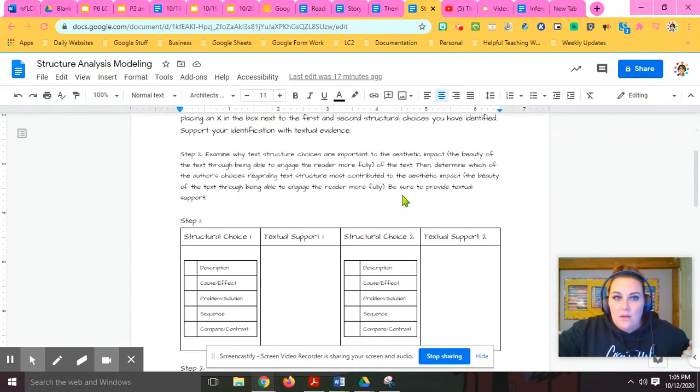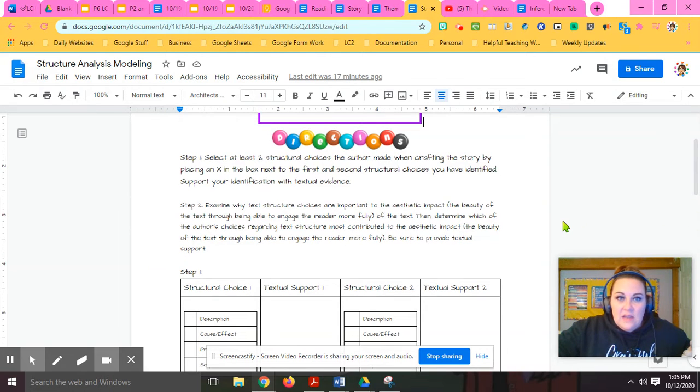So step 1, I need to select at least 2 structural choices that the author made when crafting the story by placing an X in the box next to the first and second structural choices I've identified. Support your identification with textual evidence. Okay, so I need to be able to decide on 2 different ways that the author, or the filmmaker in this sense, chose to structure the text. And I have to be able to support that I saw that structure with something that's going on in the film.